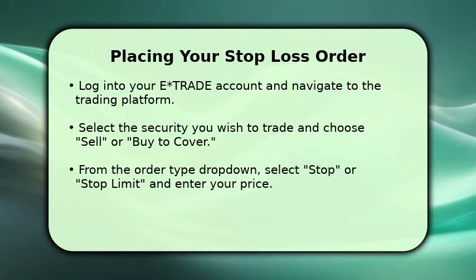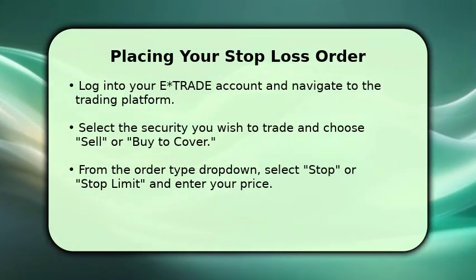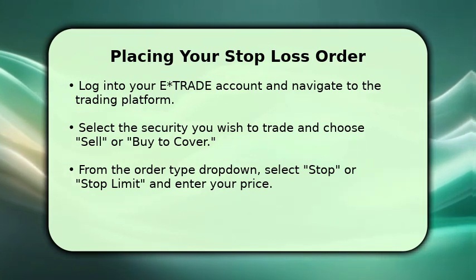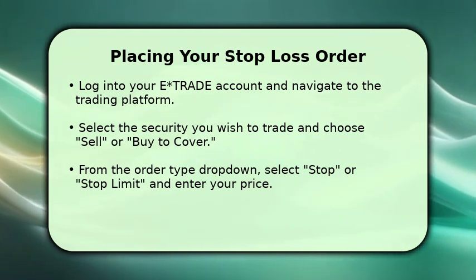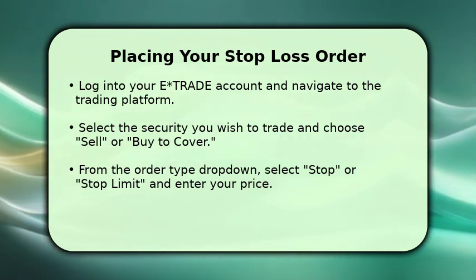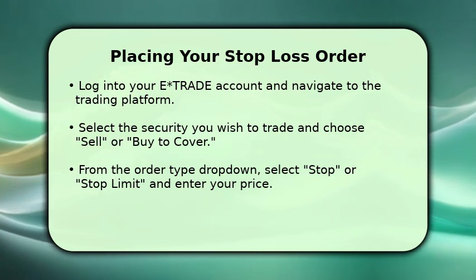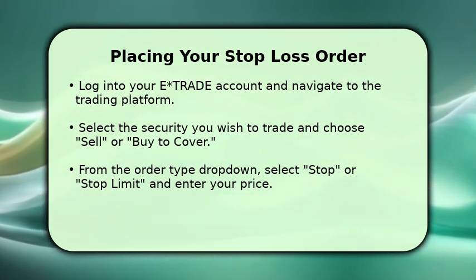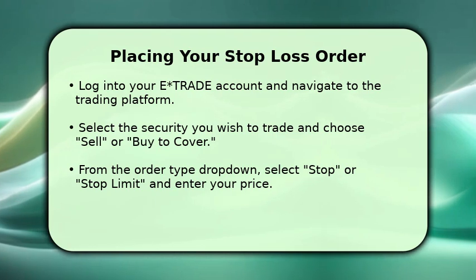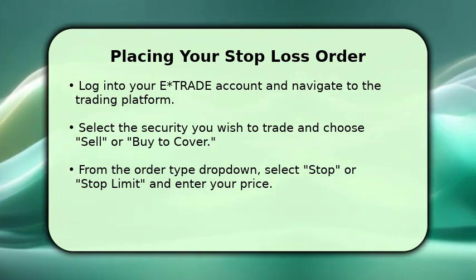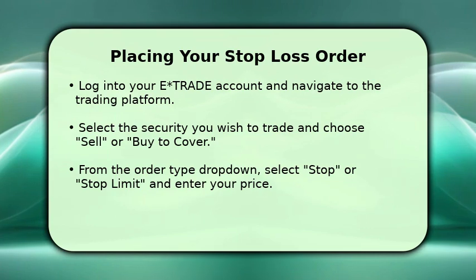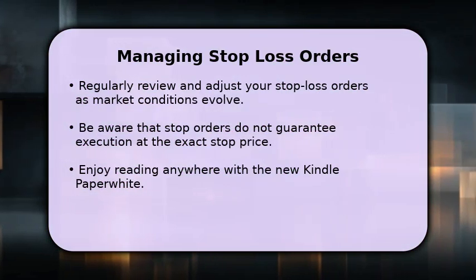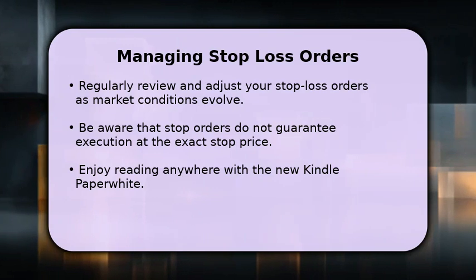To place a stop-loss order on Etrade, first log into your account and access the trading platform. Locate the security you want to protect and initiate a sell order or a buy to cover if you're short. In the order entry screen, find the order type drop-down menu. Here, you'll select either stop or stop limit, then input your desired stop price and other relevant order details before confirming. Once your stop-loss order is placed, it's crucial to monitor it regularly.